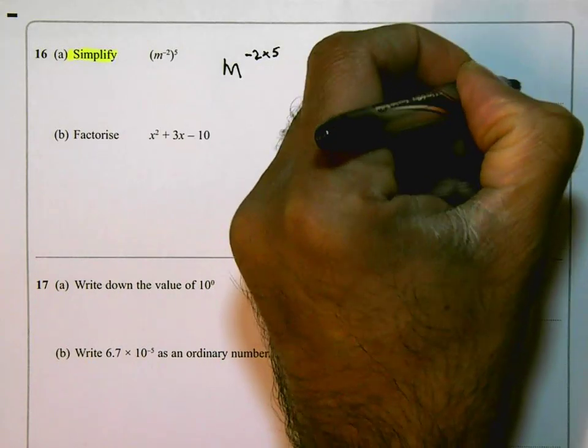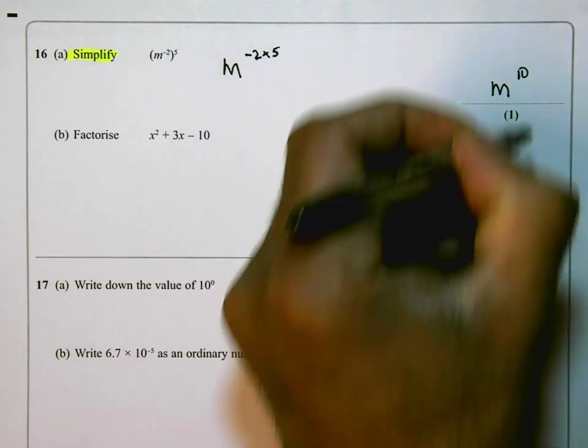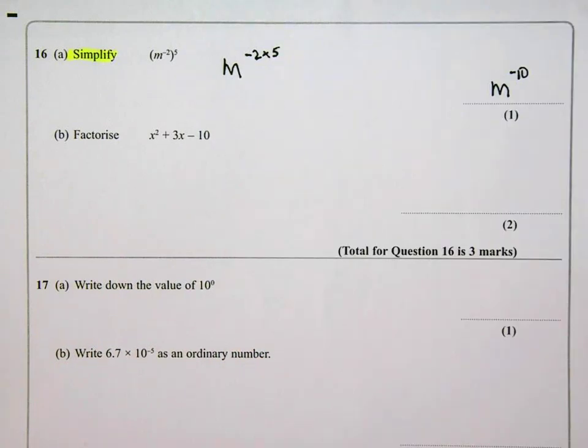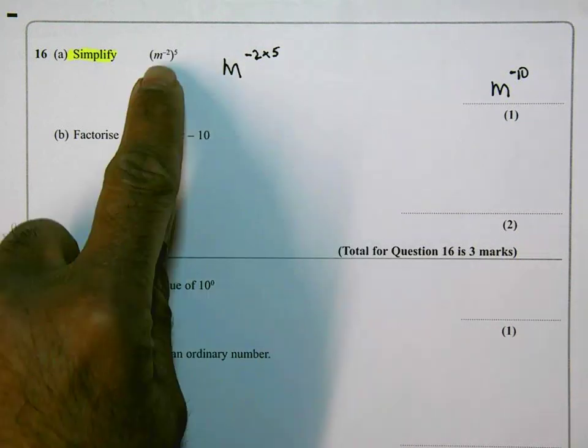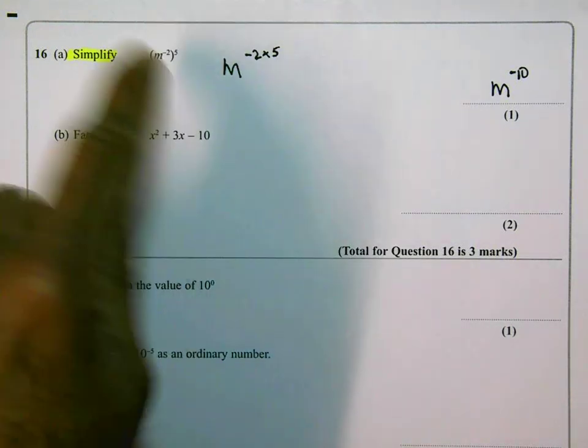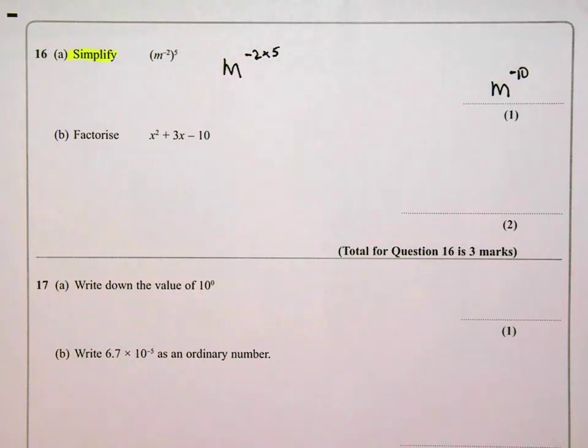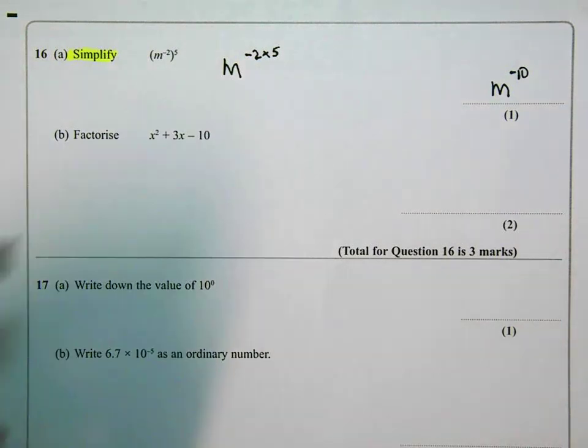So 2 times 5 is 10. Minus 2 times 5 is minus 10. And that's it. You times the powers together. Right? If it's something to a power of a power, if you have those brackets and two powers up there, you times them together. Part B, factorize.